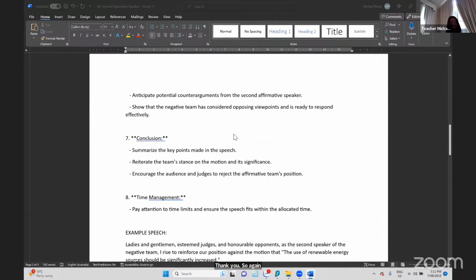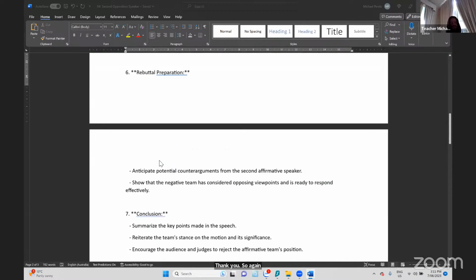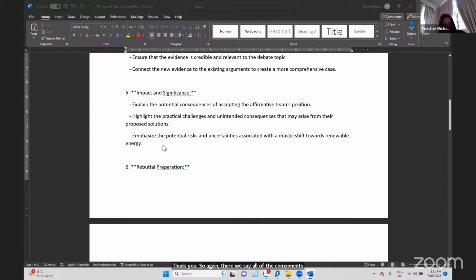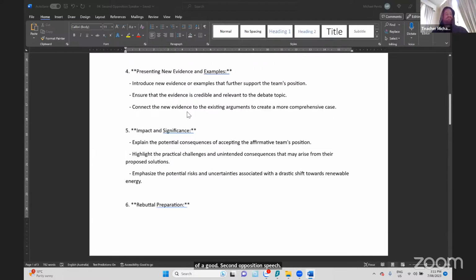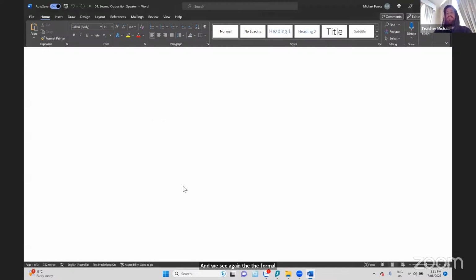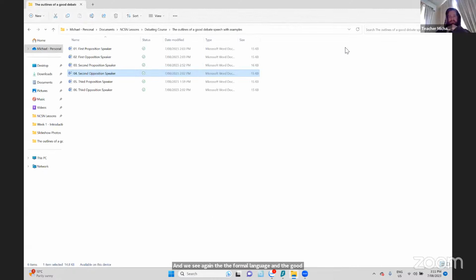So again, there we see all of the components of a good second opposition speech. And we see again the formal language and the good structure used in a debate speech.